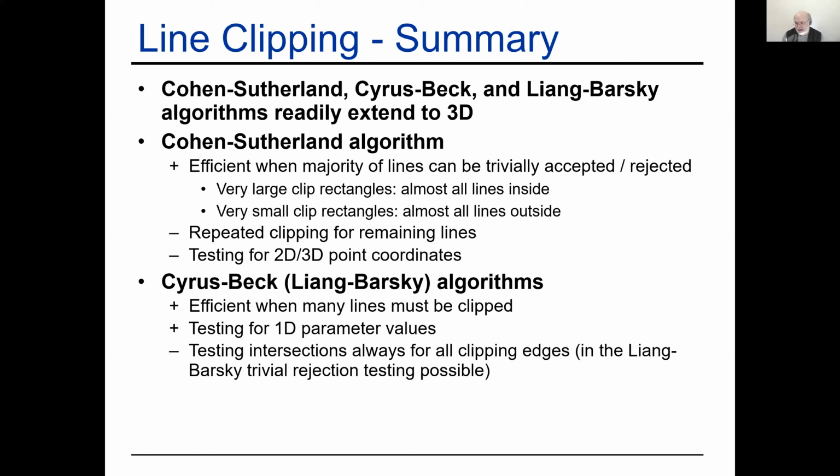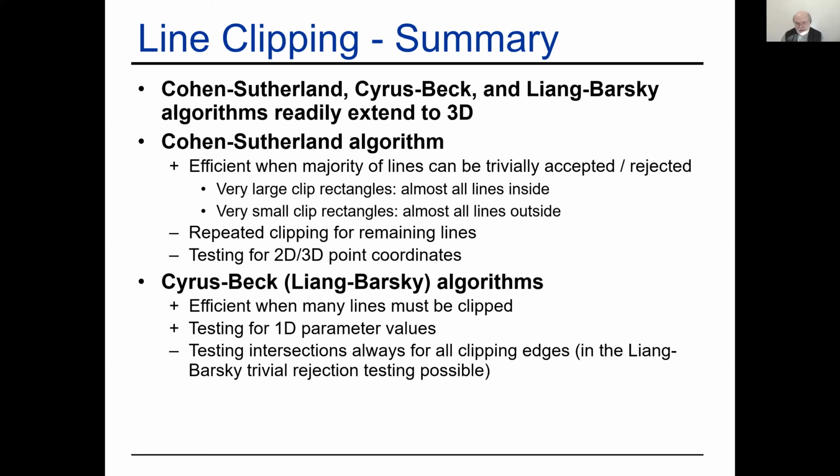Cyrus-Beck, and to some degree Liang-Barsky, has a different trade-off when you have to clip many lines, because you do the test only in 1D. And the negative part is that you always need to test against all the edges. For Liang-Barsky, you can simplify that, but it's a little bit of a trade-off. So this was for individual lines, okay?